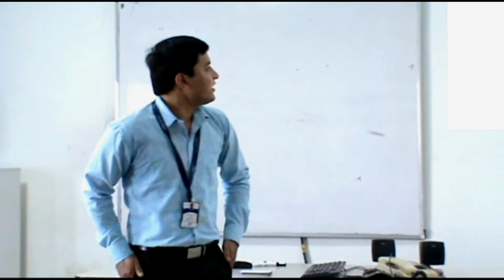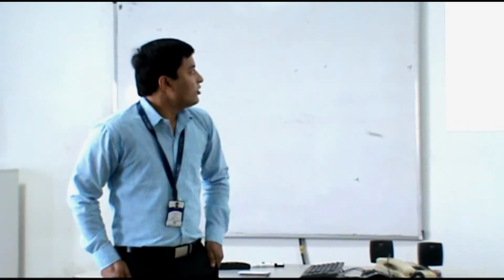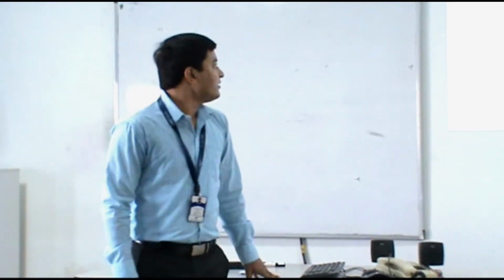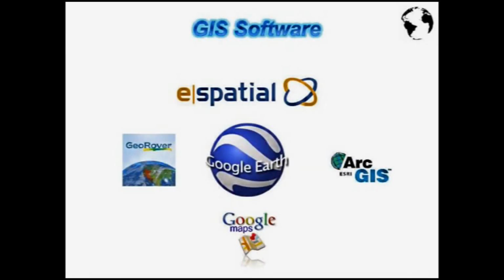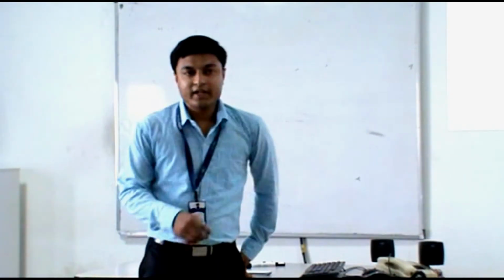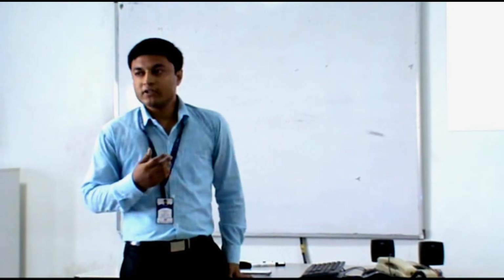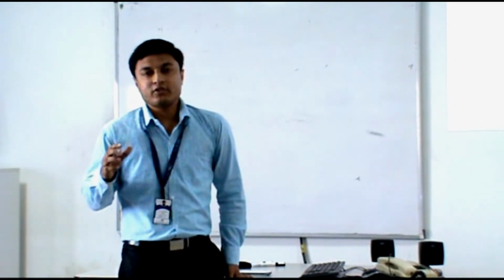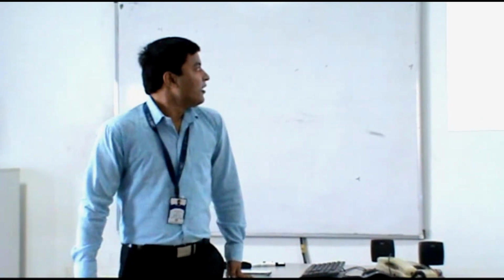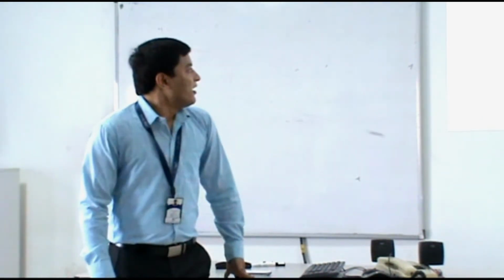Then defense and intelligence systems also use GIS. These are the software: Spatial, Geo, Google Earth, ArcGIS, Google Maps. We all know Google Maps, Google Earth also, and Geo. This is one type of software that is used to find out information about the Earth surface, of the Moon or Mars. So this is very complex, but it is informative.